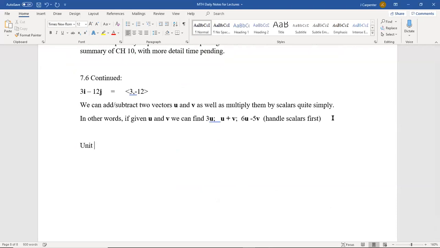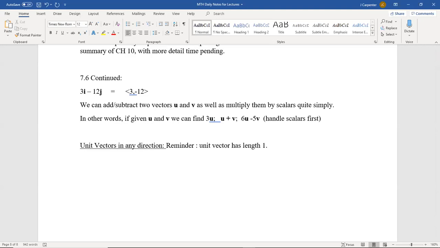unit vectors in any direction. So we talked about what a unit vector was, and we gave two specific unit vectors that we were just using in that last example, I and J. We said that a unit vector has a length of 1. So as a reminder, a unit vector has length 1.